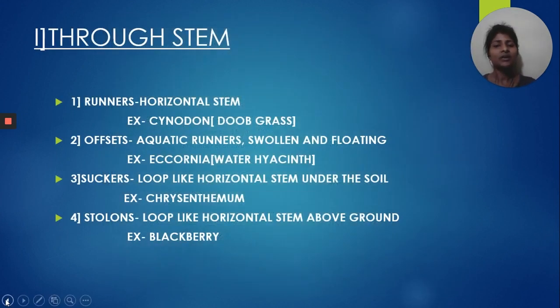The next type of subaerial stem which helps in reproduction is offsets. These offsets are also a type of runner, but basically they are found in aquatic plants. Because aquatic plants have the ability to float over water, all their tissues are made up of parenchyma. Because of the presence of that parenchyma, they are swollen in structure and float over the water. One common example of an offset is Eichhornia, which is also known as water hyacinth. Another example is water lettuce.